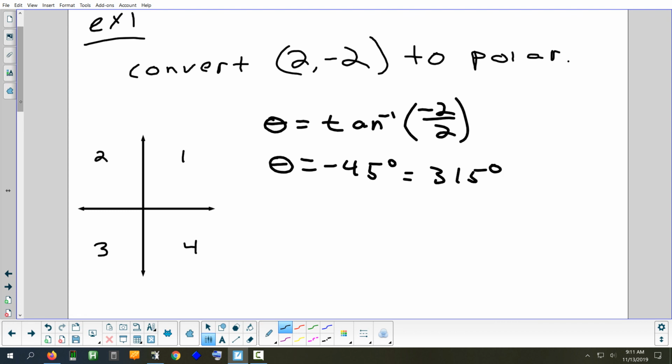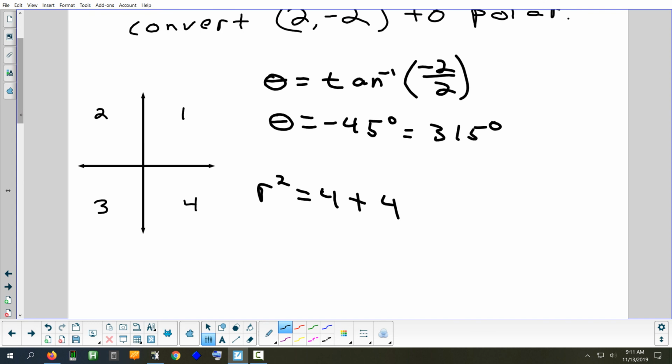Alex, to find my radius, what theorem am I using? To find my radius, r squared equals x squared plus y squared. All right. So r squared equals, what's x squared in this case? X is 2. What's x squared? 4. X squared plus what's y squared? 4. 4 again. Okay. So we get r squared equals 8.